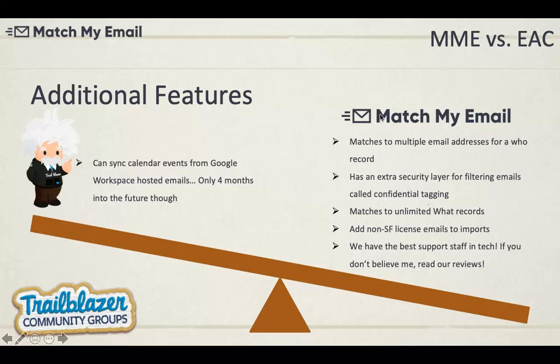We had already spoken about multiple email addresses for a Who record. We have an extra layer of security and filtering emails. I didn't mention this, but we can set ignore rules, as can Einstein, for some domains or some email addresses to say don't upload those emails. But we have an extra layer called confidential tagging, which I can go into more depth on if anybody's interested.